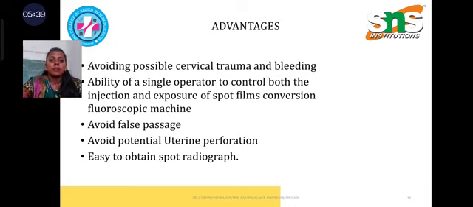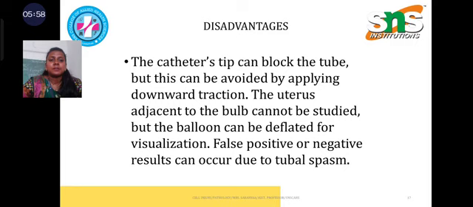Advantages: avoiding possible cervical trauma and bleeding, ability of a single operator to control both the injection and exposure of spot films, conventional fluoroscopic machine, avoid false passage, avoid potential uterine perforation, easy to obtain spot radiograph. Disadvantages: the catheter tip can block the tube, but this can be avoided by applying downward traction. The uterus adjacent to the balloon cannot be studied, but the balloon can be deflated for visualization. False positive or negative results can occur due to tubal spasm.